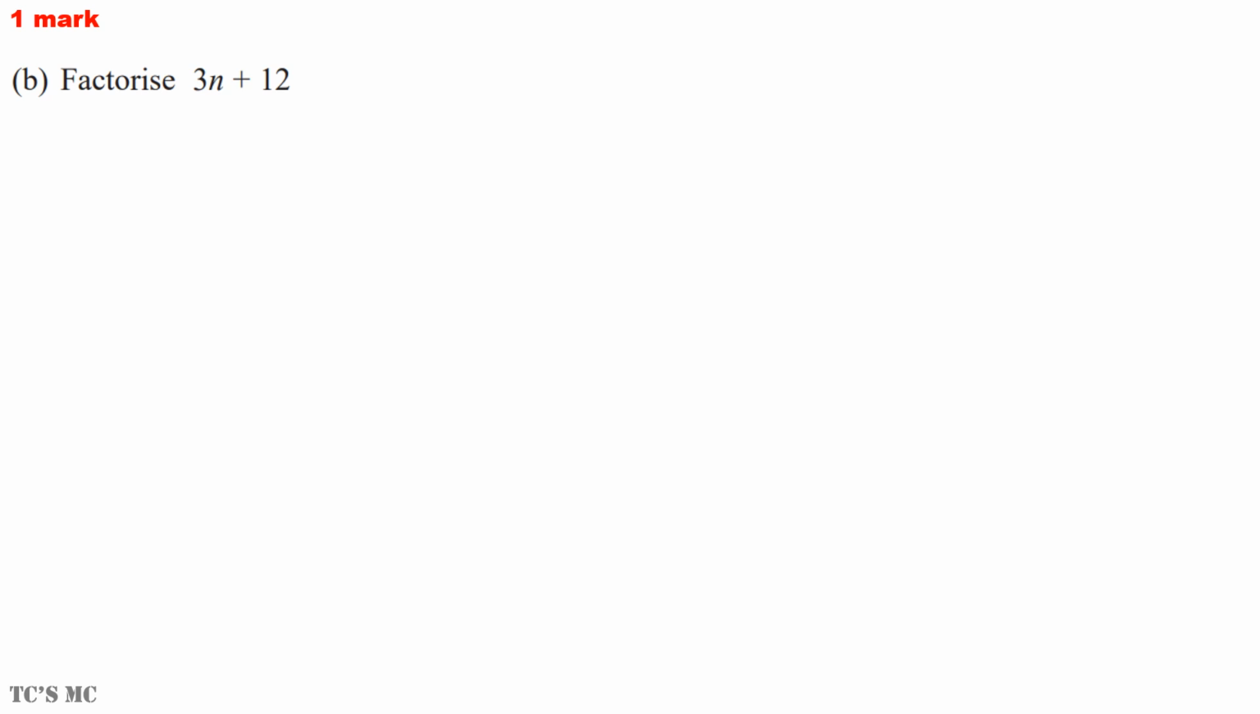Factorize 3n add 12. So that's the opposite of what we did before. We're putting it into brackets. When I do factorizing, I do this upside down bus-stop method. This is quite a nice, simple expression, but if it was more complex, if they had more letters going on, this method is quite a nice method to use.